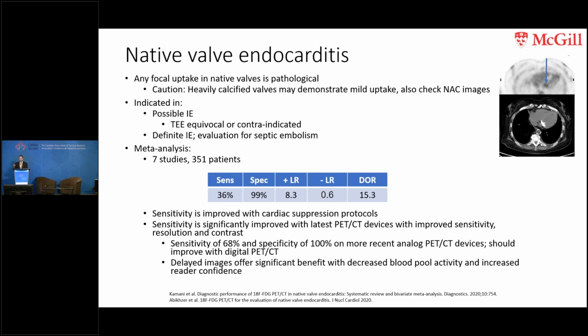Now we're actually doing a multi-center prospective study looking at native valve endocarditis with a digital PET, and we're expecting to have results even better than the 68% value that we got on the best analog. So really, because the native valve endocarditis are usually associated with smaller, more mobile vegetations, we have had difficulty in the past to identify them. But with better PET scanners and proper techniques, we're able to identify even the native valve endocarditis.